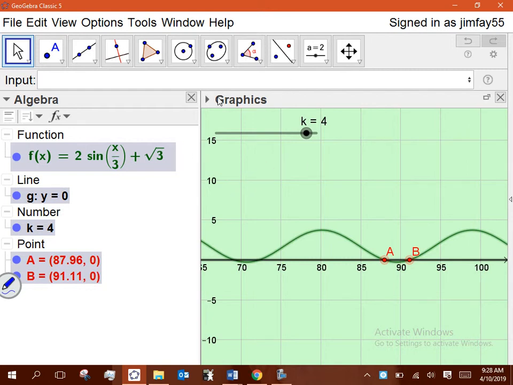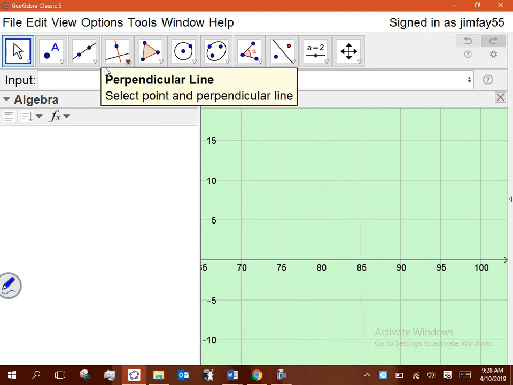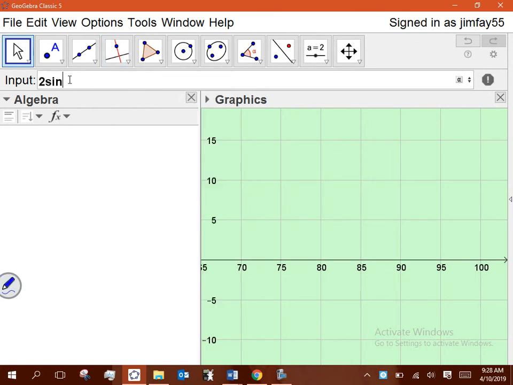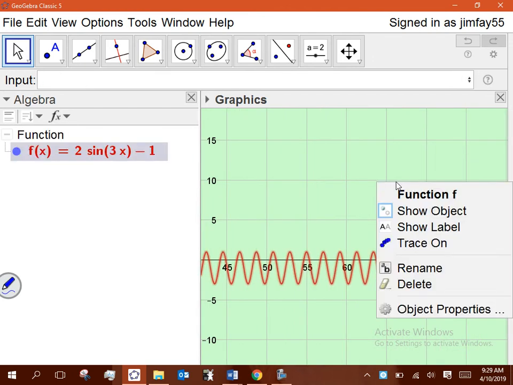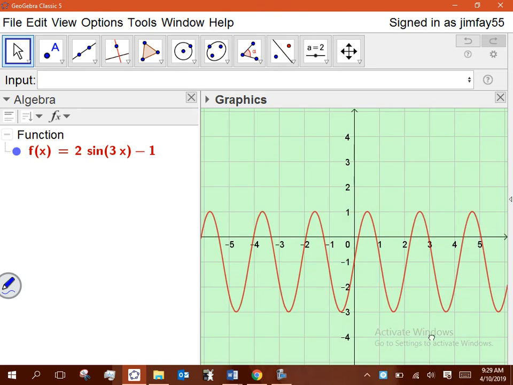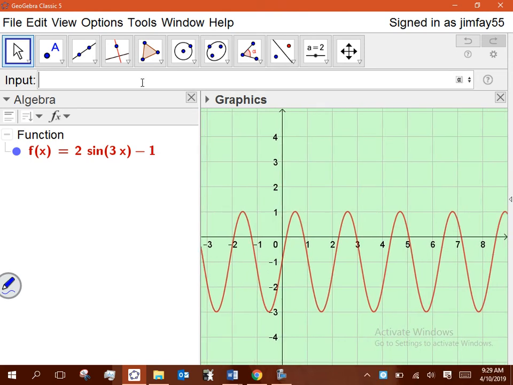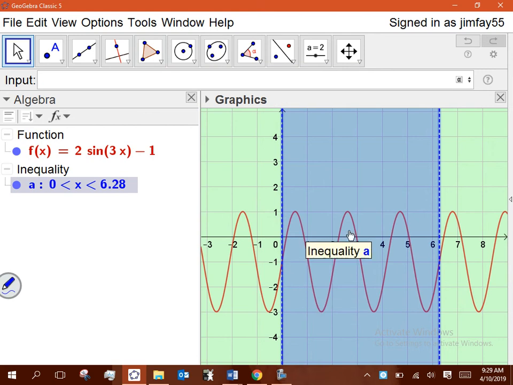Okay, let's look at this solution. Let's look at these. What do we have? 2 sine of 3x minus 1, right? And if we're looking on the interval between 0 and 2 pi, we end up seeing those intersections. Now we're looking at intersecting the x-axis here. So our solutions were, what was 1? Pi over 18. So there's that one, right?